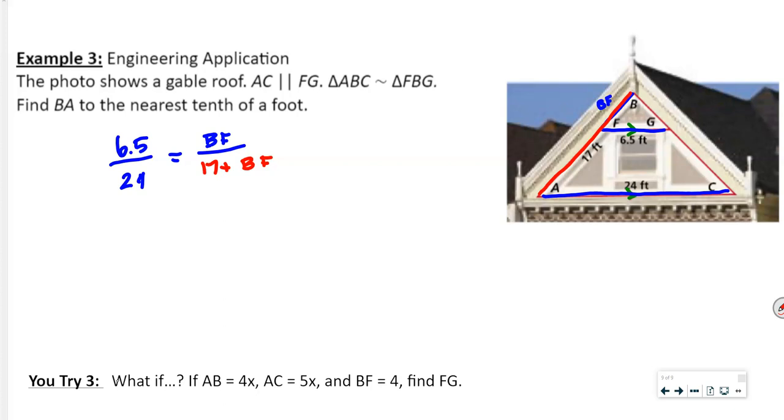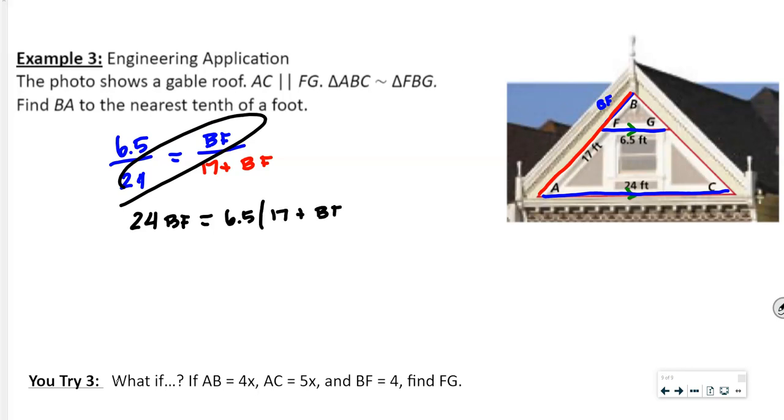It is, okay? So this time we're going to cross multiply. It's going to be a little bit different. So we're going to cross multiply here, and this is going to be 24 BF, and that's going to be equal to 6.5 times 17 plus BF. So as we work this problem, let's see what we get. So this is going to be 24 BF equals, I'm going to clean up that BF, it didn't look very good.